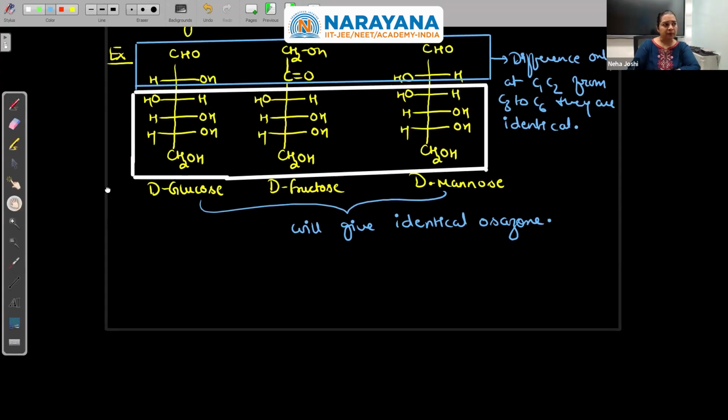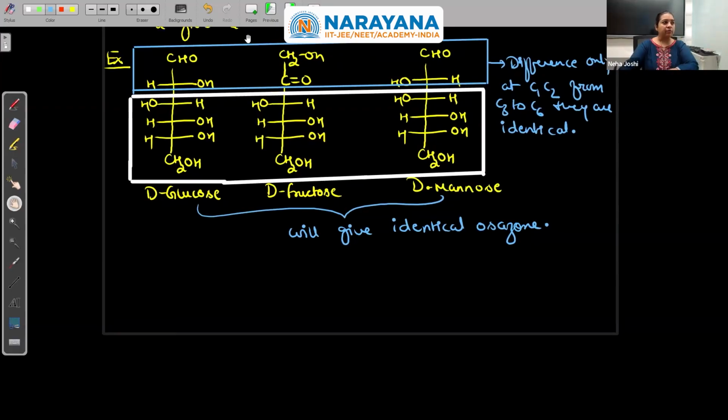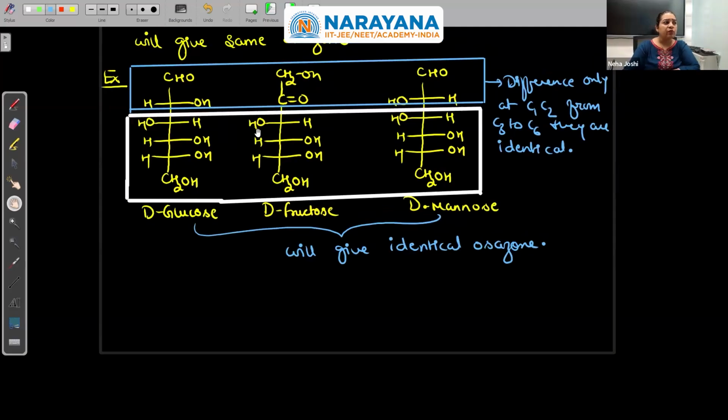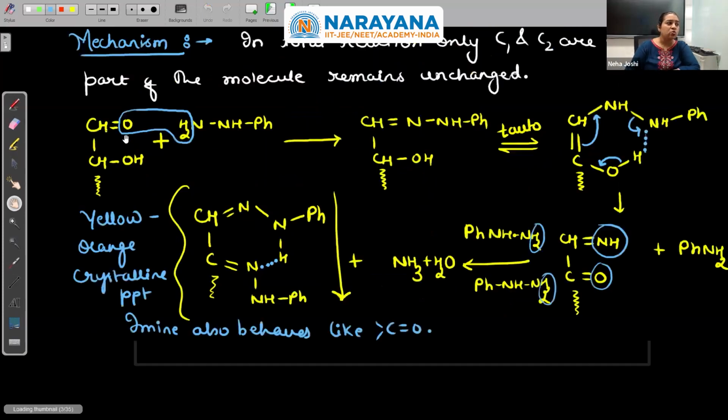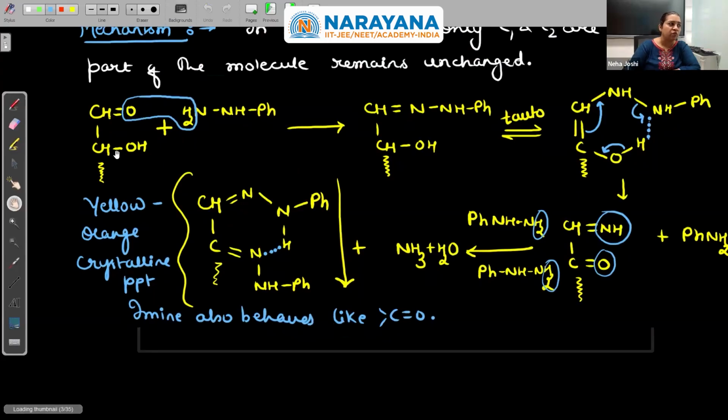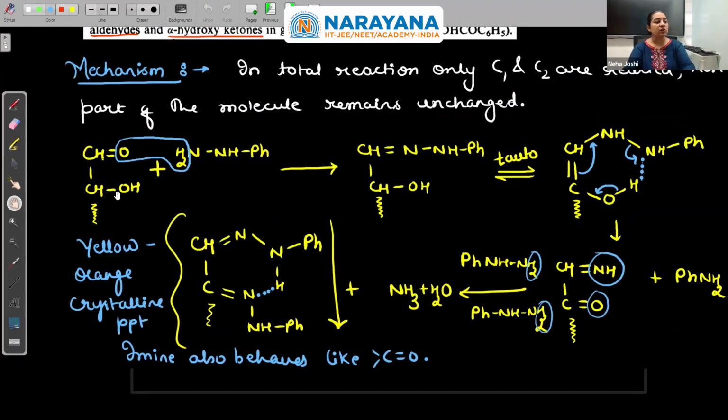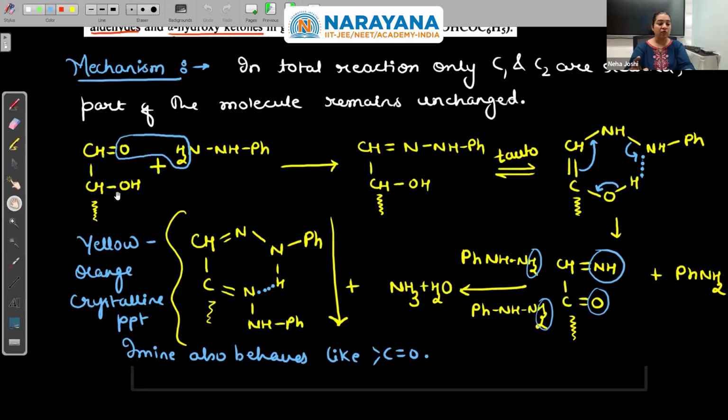Now, similarly, one more type of question can be framed by the logic. First, this is a very common question: how many of the following will give the same osazone? So you will check this. The difference should be C1, C2. Second question is, to have osazone formation from 1 mole of monosaccharide, how many phenylhydrazines are required? 3 moles of phenylhydrazine are required per mole of monosaccharide. That is also fixed. Okay, that is your type 2 question.